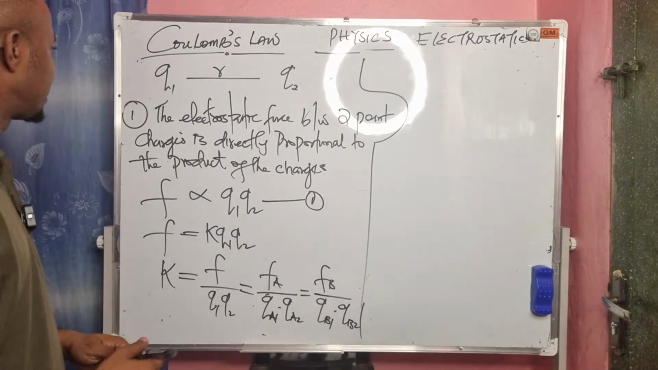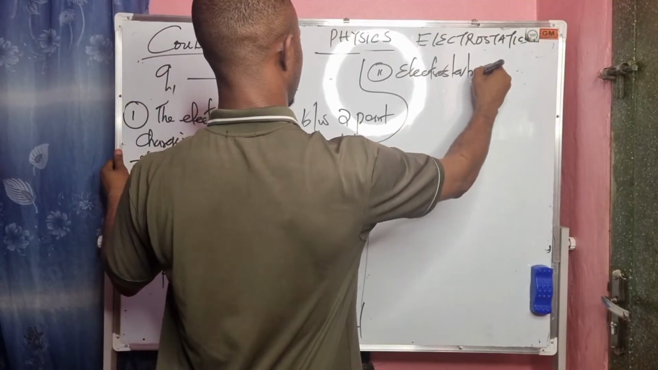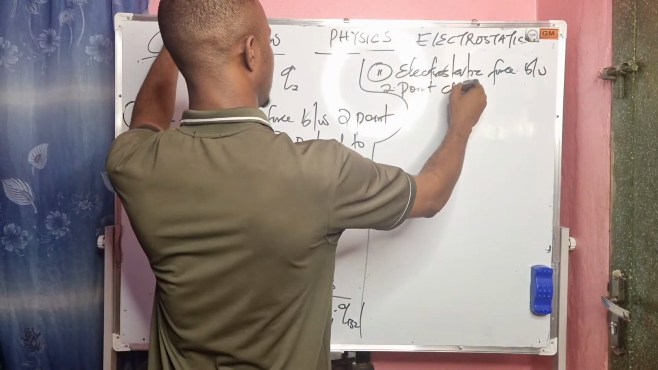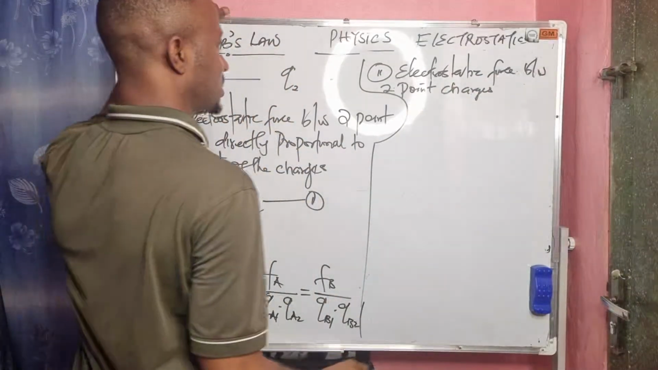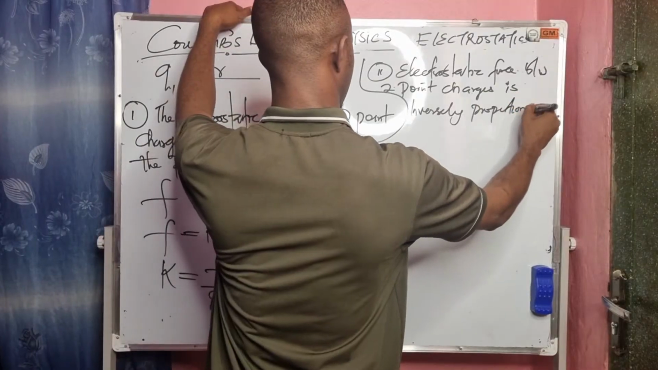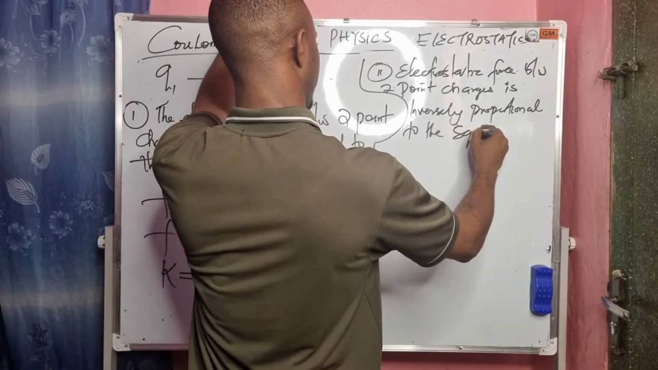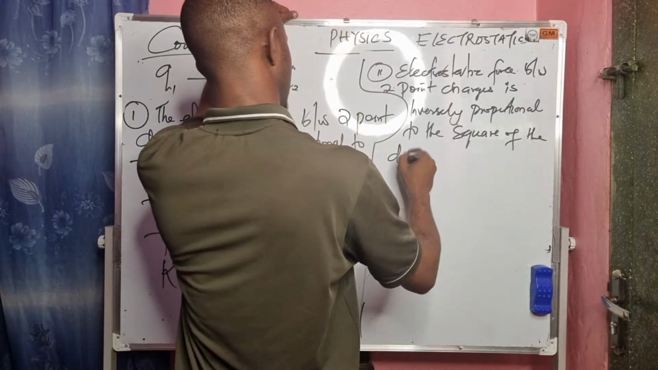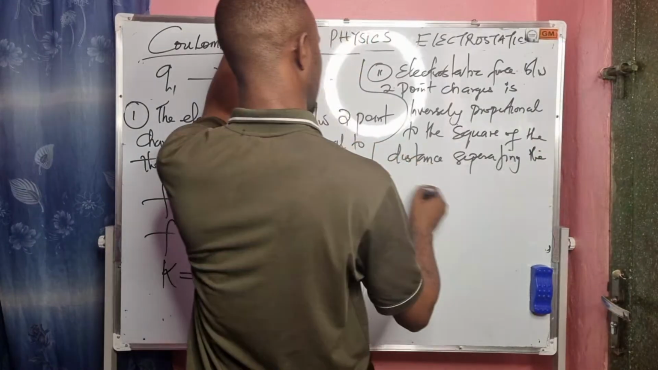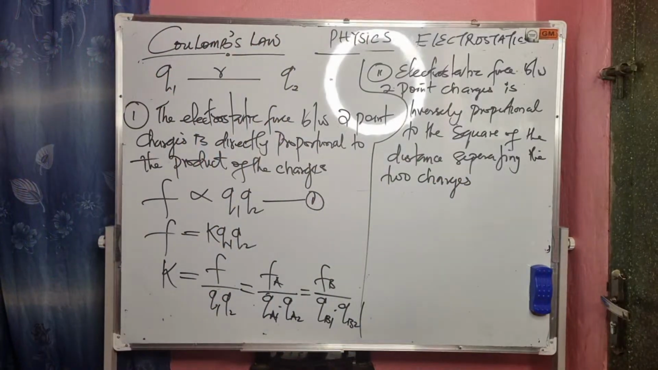So you have seen the first. The second says that the electrostatic force between two point charges is inversely proportional to the square of the distance separating the two charges.